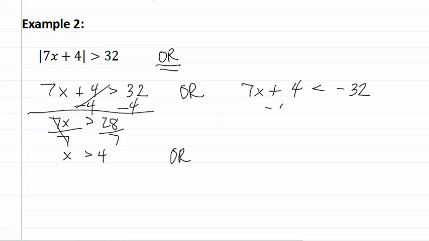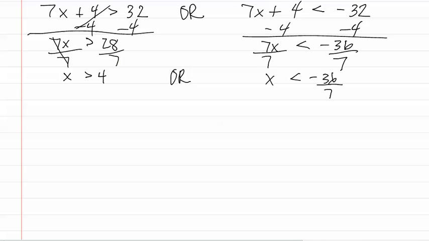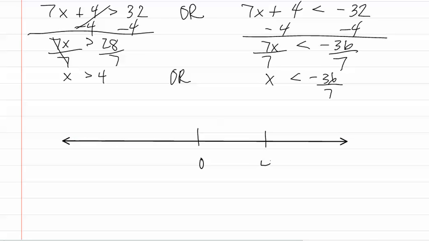Or, and we subtract 4 from each side, which gives us 7x is less than negative 36. We divide each side by 7, and we get x is less than negative 36 sevenths. Let's graph this. Starting by writing each of the numbers, remember they don't have to be in exact places.